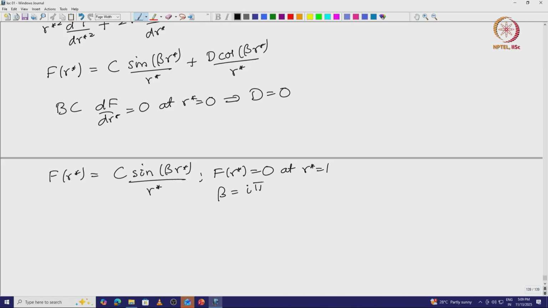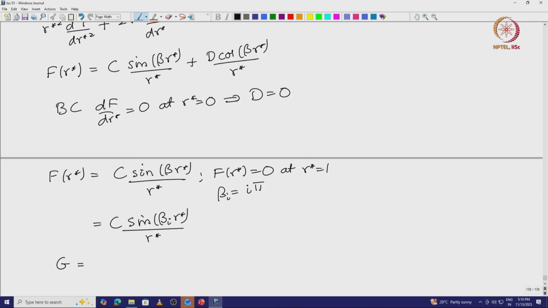Okay. The same set of eigenvalues that we had for the Cartesian coordinate system, except that in that case the eigenfunctions were just sine of I pi z. In this case it is sine of I pi r divided by r. So, this will be beta I. Therefore, the solution for the spatial part is c sine of beta I r star by r star.